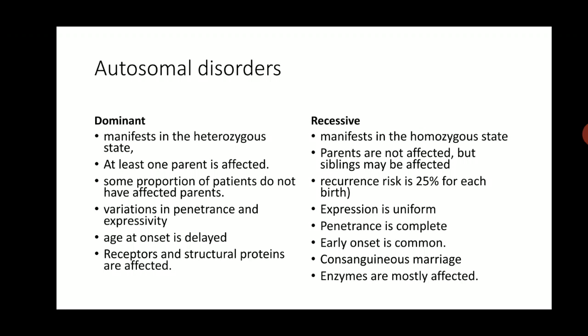Autosomal dominant disorders are usually seen to affect the receptors and structural proteins of the body. Receptors, for example, the LDL receptor, which leads to familial hypercholesterolemia, is an example of an autosomal dominant disorder, whereas structural proteins such as fibrillin, when affected, lead to a disease known as Marfan syndrome. We will talk in detail about Marfan syndrome in the subsequent lecture.